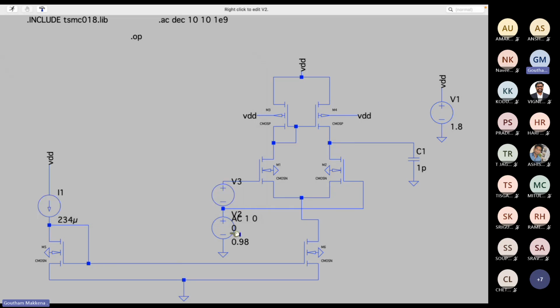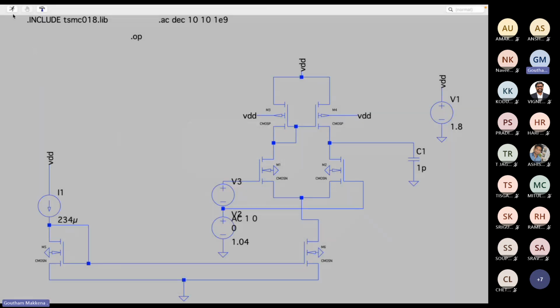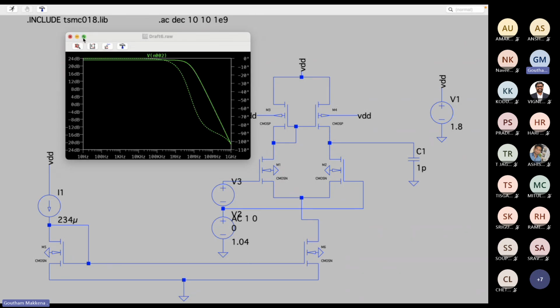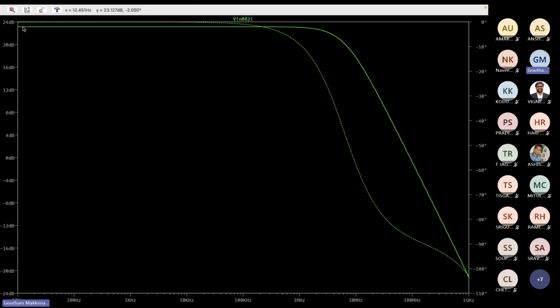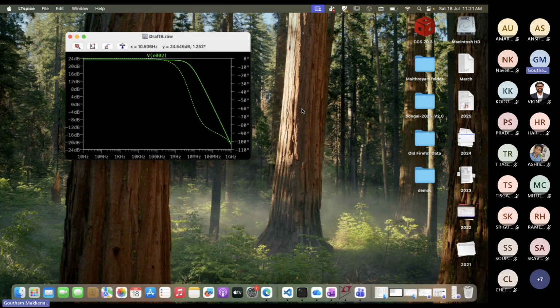So if I want to increase the GM without thinking about anything, I can make this some 1.04. Okay, so this is a bad way of doing things, but still I know that increasing the input common mode will increase the gain. Okay, so you can see the gain seems to have increased a little, but let us look at the spice error log. That will give us a better picture.